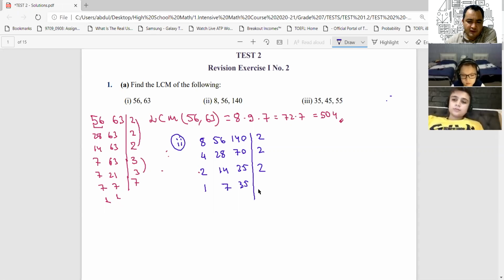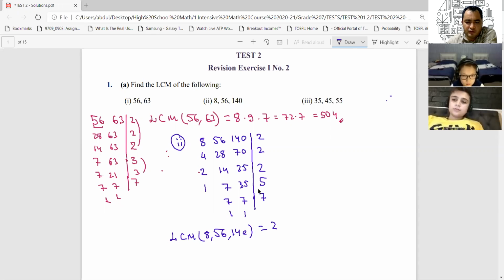And the next prime number is 5, so 35 is divisible by 5. So here we have 7, and here we have 7. And the next prime number is 7, so here we have 1, 1. So now here is the list of the common multiple of these three numbers, 8, 56, and 140.